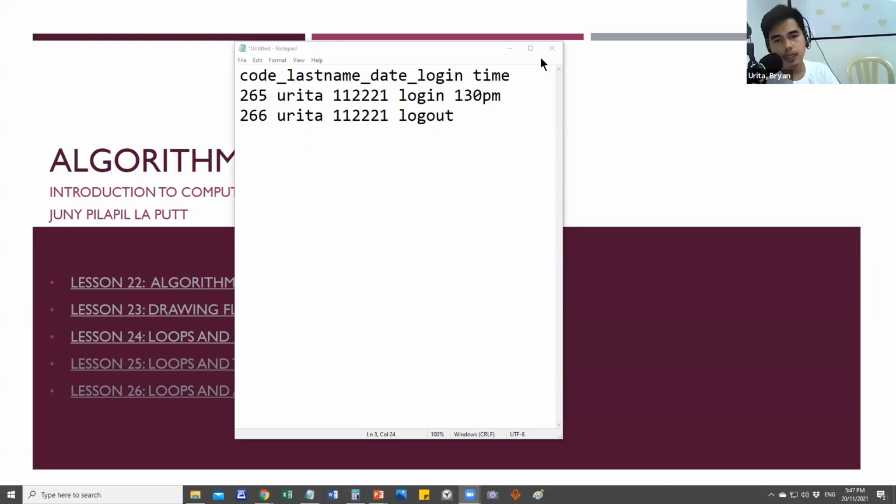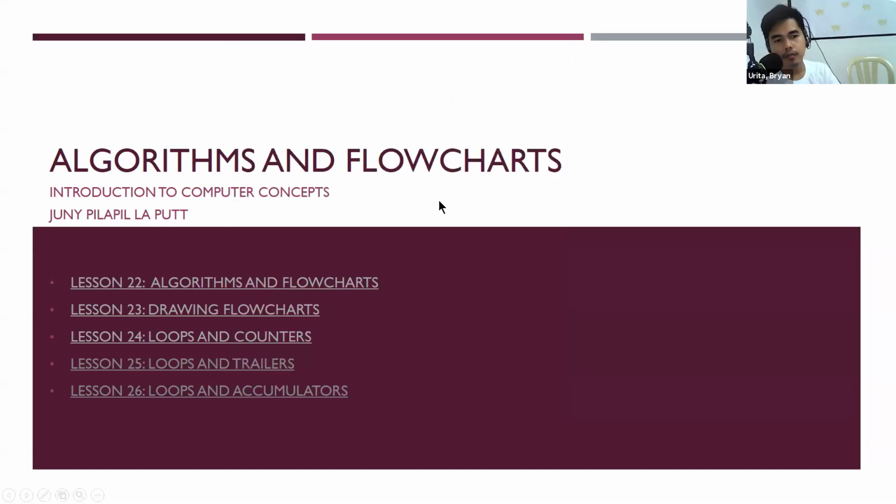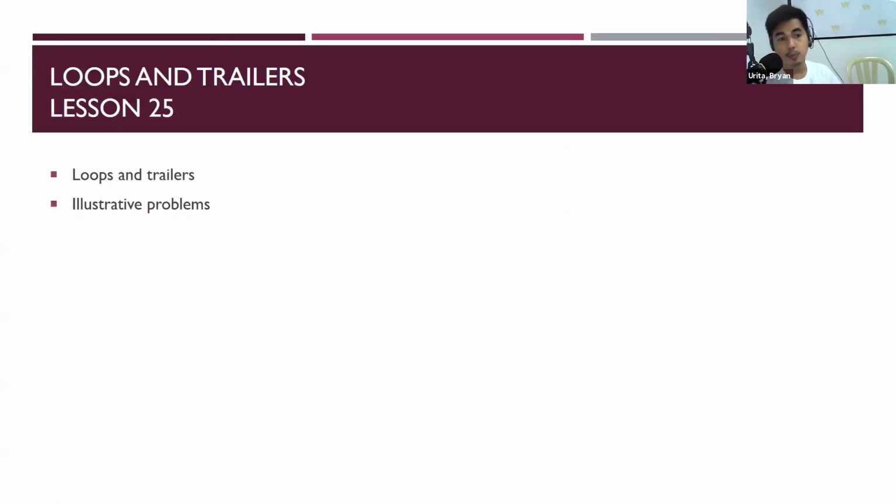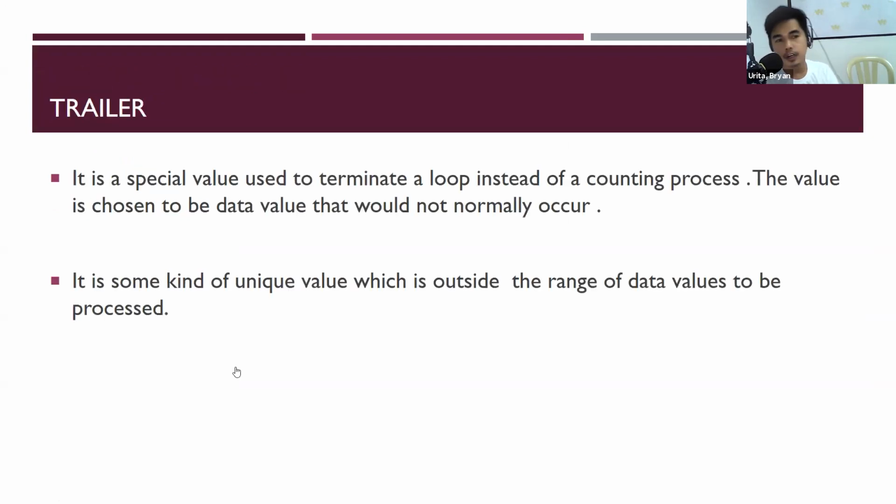And now let's proceed to the next one. Next topic, we have lesson number 25, loops and trailers. So loop pa rin tayo, okay? The only difference of loops and counters and loops and trailers will be the trailer. Okay. What is this trailer? Trailer is a special value. It's like if you encounter this certain value, you stop the loop.